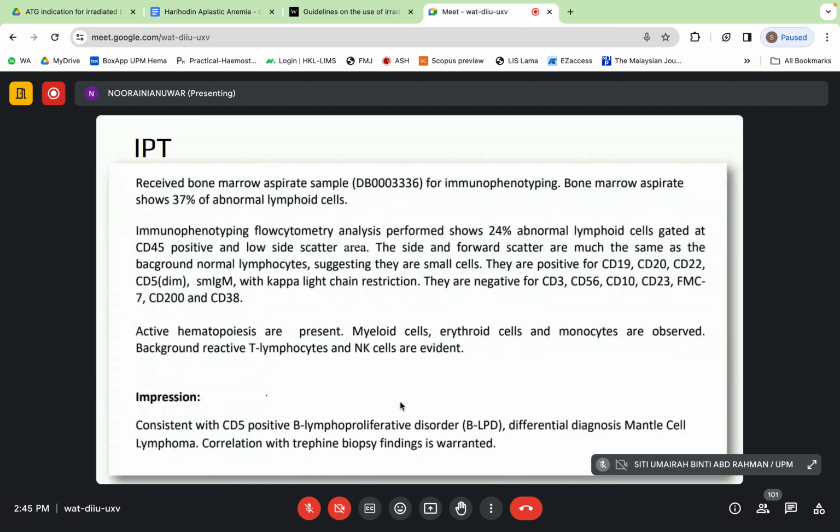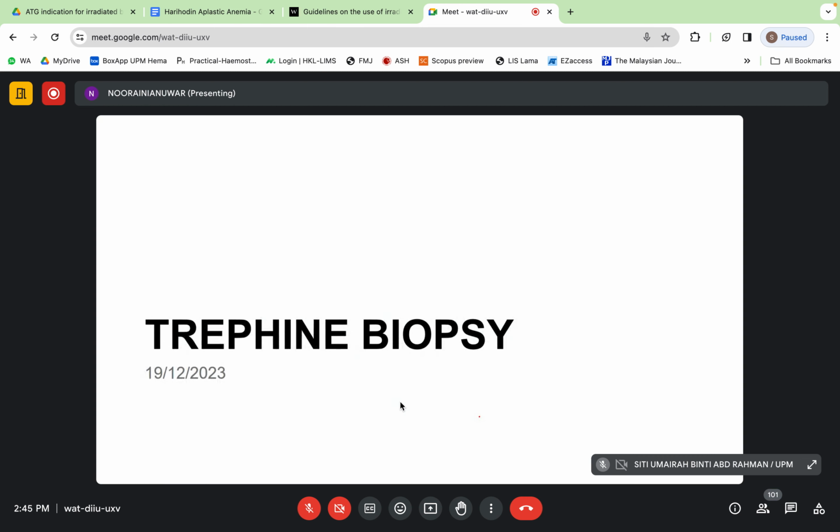Okay, so impression: the abnormal lymphoid cells are consistent with CD5 positive BLPD. The differential will be mantle cell lymphoma. Okay. Show the trephine biopsy.